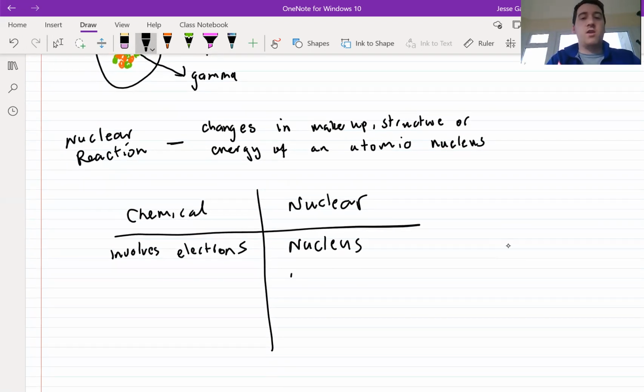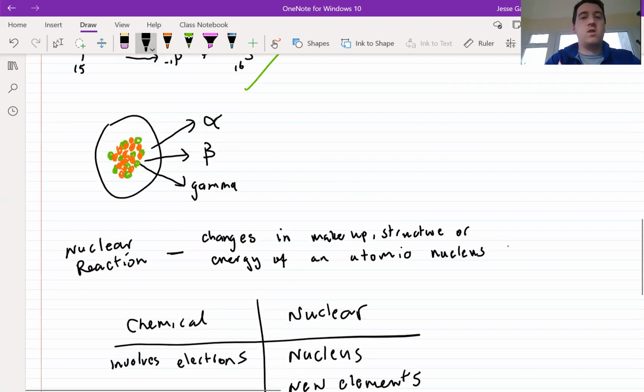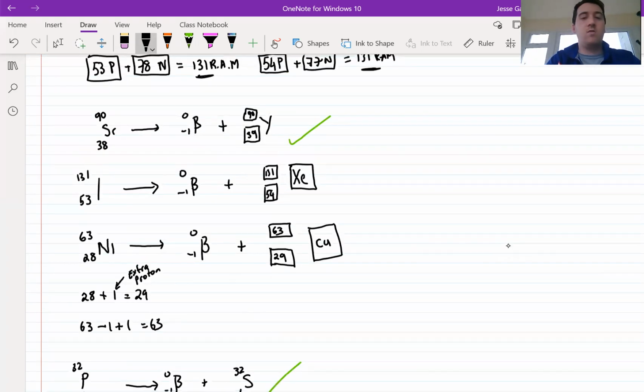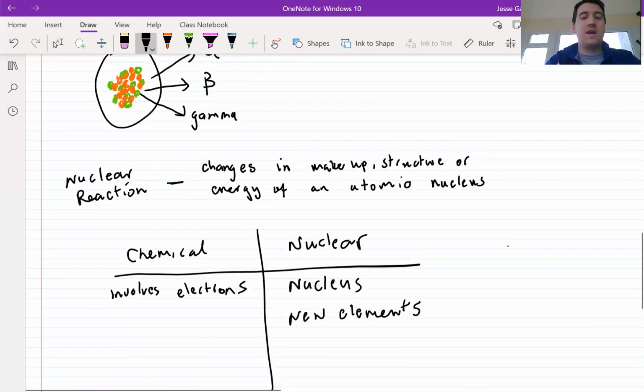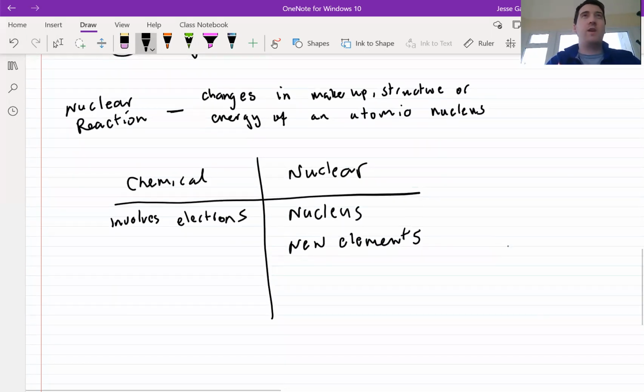Now, nuclear reactions give new elements. As we've seen above in the examples, we start with one element, we end with another element. Iodine turns to xenon, nickel turns to copper. That doesn't happen for chemical reactions. We know the law of conservation of matter says that all the atoms have to be accounted for. We can't magically create a new element in the products if we didn't have it in the reactants. So in a chemical reaction, no new elements are formed. You can join elements together to make compounds, but you can't make new elements out of nothing. No new elements.